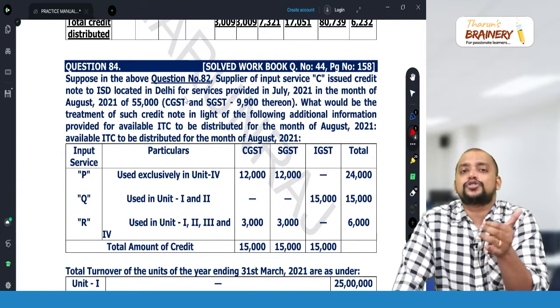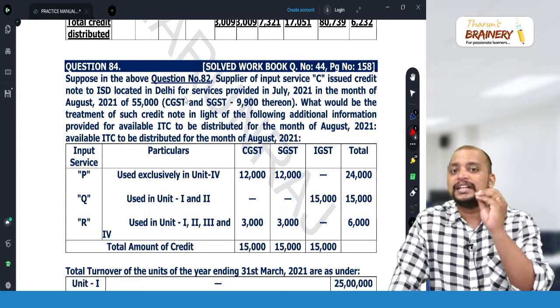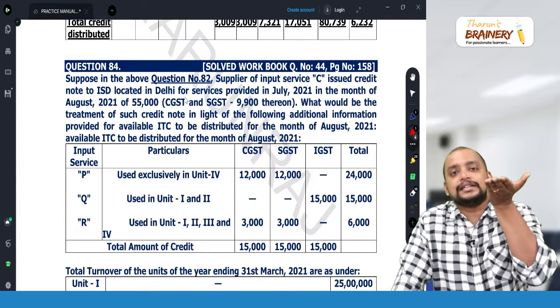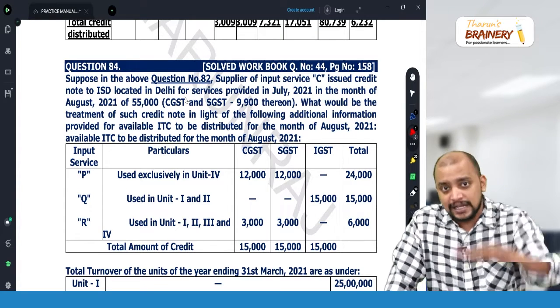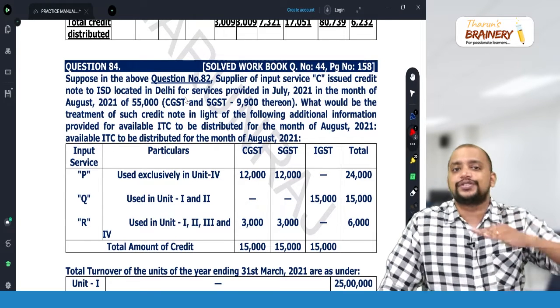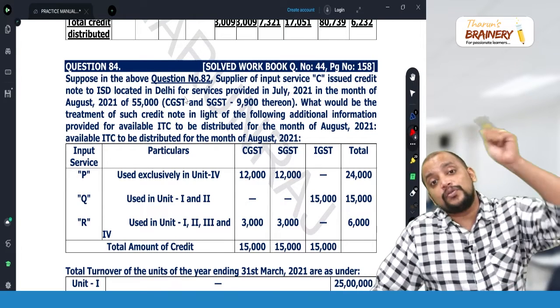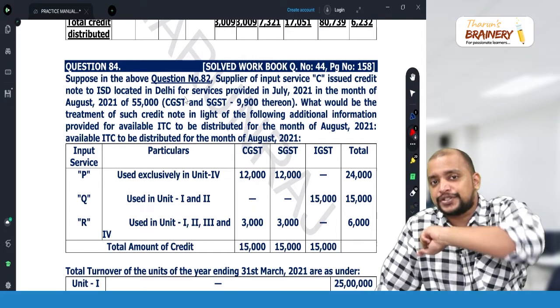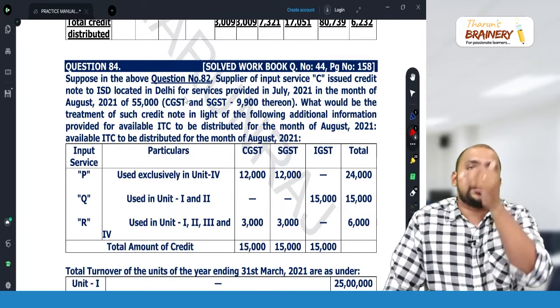So what balance does the recipient show in the supplier's books? Debit balance. Debit balance increases, debit note. Debit balance decreases, credit note. So a credit note is issued to reduce the invoice value. But based on the invoice value, the credit would already have been distributed. Now the distributed credit has to be reduced.